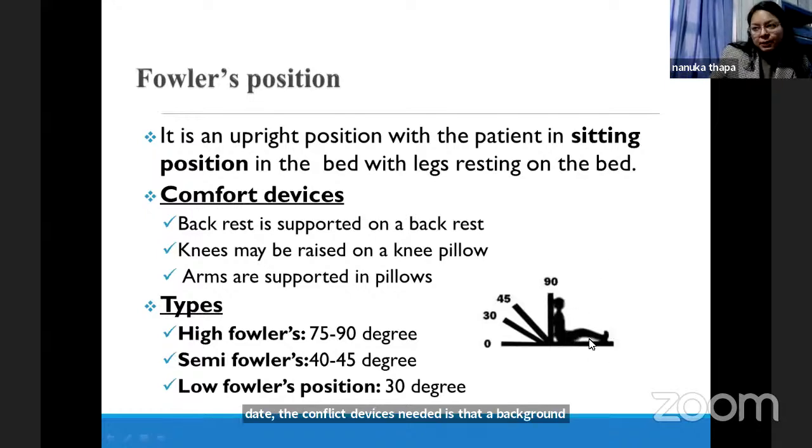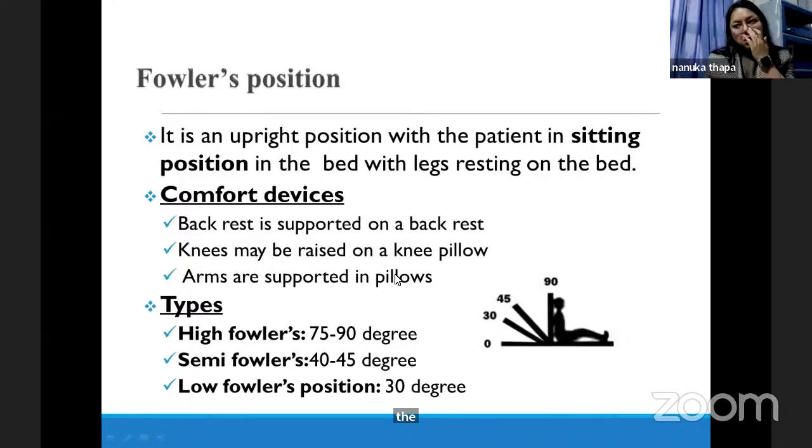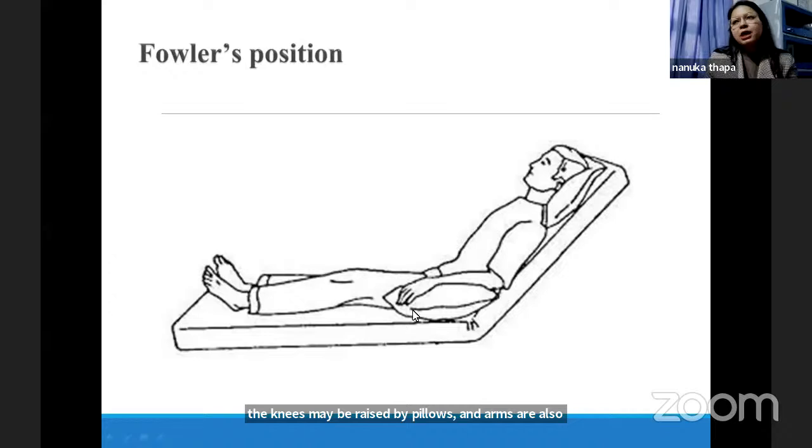The comfort devices needed is that a backrest is needed to support the back of the patient. The knees may be raised by pillows, and arms can also be supported by the pillows by the side of the patient. So as we can see here, the arms can be supported, the neck and the head can be supported.